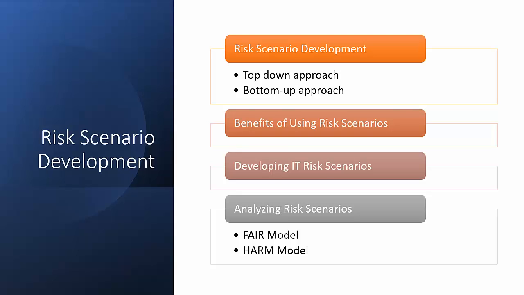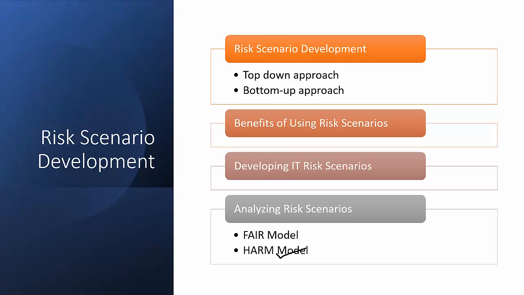So we need to analyze this risk scenario, and we use two methods here. One is called the FAIR model. FAIR stands for Factor Analysis of Information Risk, which decomposes the major components that comprise a risk into smaller manageable components so that all of the analysis can be performed. And the second is called the HARM model.